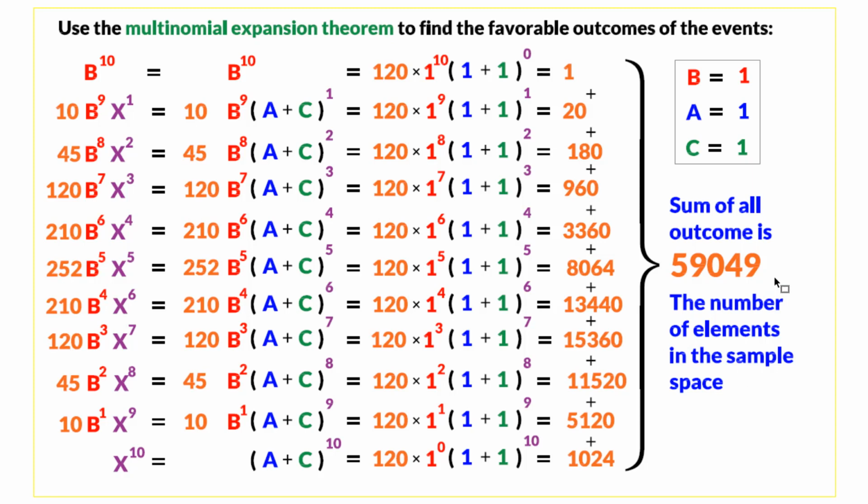And this number is 3 to the power of 10, since we have 3 boxes and 10 balls here. So we notice that the sum of all possible outcomes is the number of elements in the sample space, and that indicates that all these events create a partition of the sample space. So each event is disjoint from the other events, and their union creates the sample space.